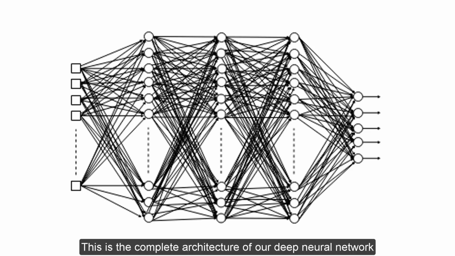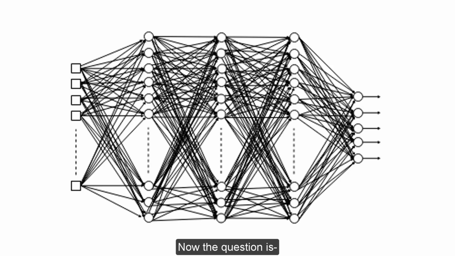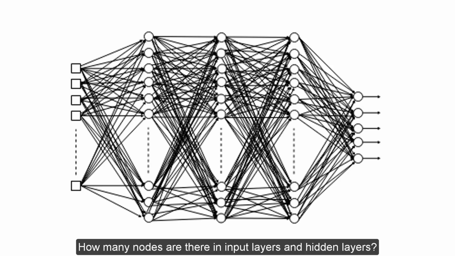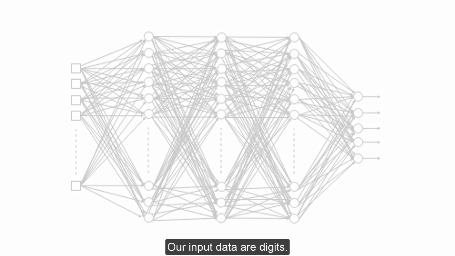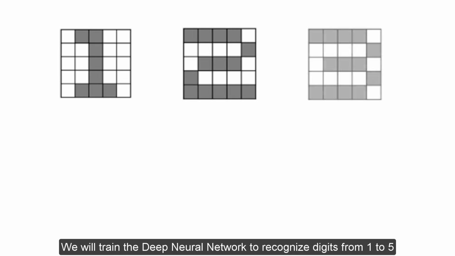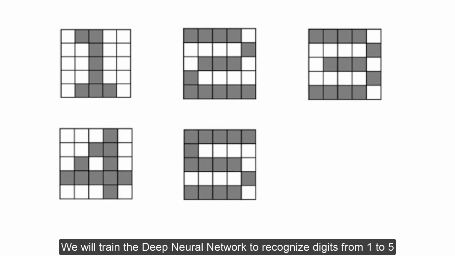This is the complete architecture of our deep neural network. Now the question is, how many nodes are there in input layers and hidden layers? The number of nodes of input layer depends on input data. Our input data are digits. We will train the deep neural network to recognize digits from 1 to 5.